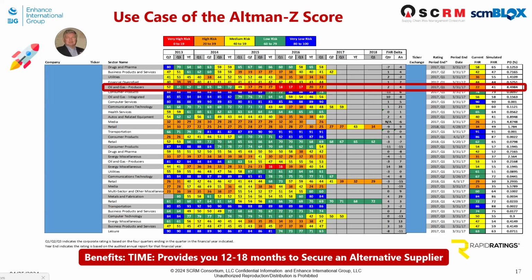So the net on the bottom is, what is the benefit you get if you do it yourself? It's time, folks. Time is money. It provides you potentially 12 to 18 months of time to secure an alternative supplier or a relationship. And so we just wanted to share that with you. And with that, I'll turn it over to Jim.